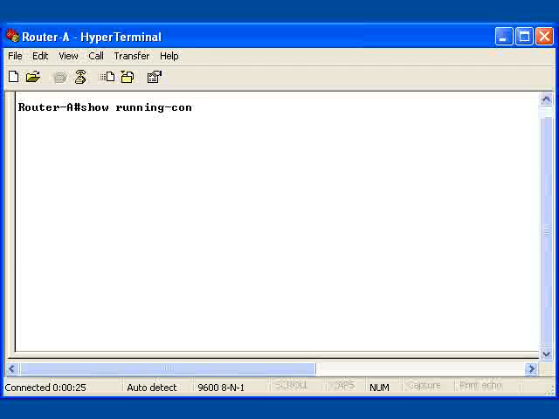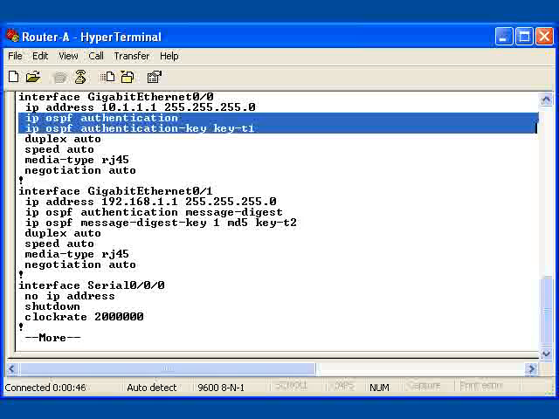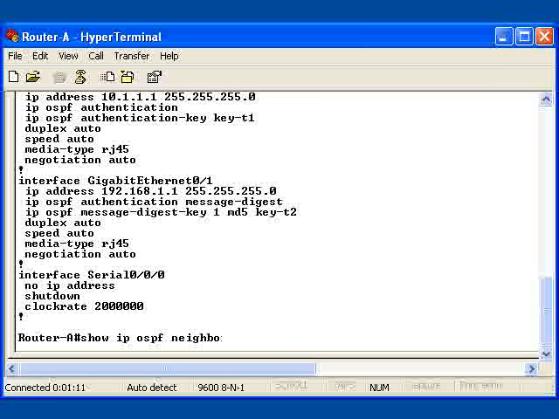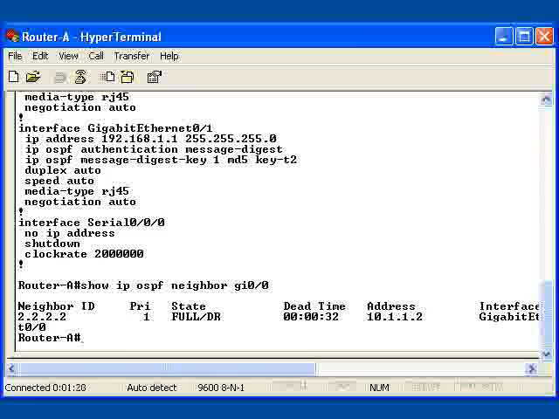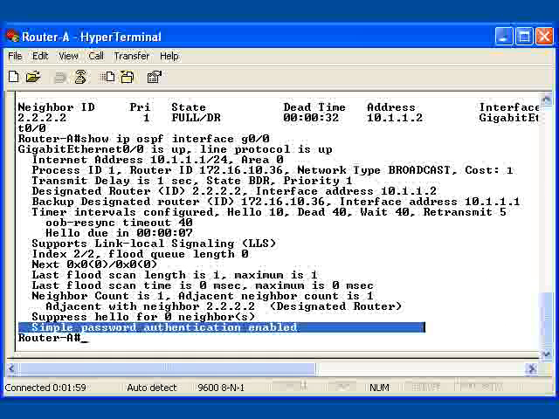Let's look at the example of a simple password authentication on one interface and MD5 authentication on the other interface. In this example, the interface Gi0/0 implements simple authentication, and the interface Gi0/1 implements MD5 authentication.